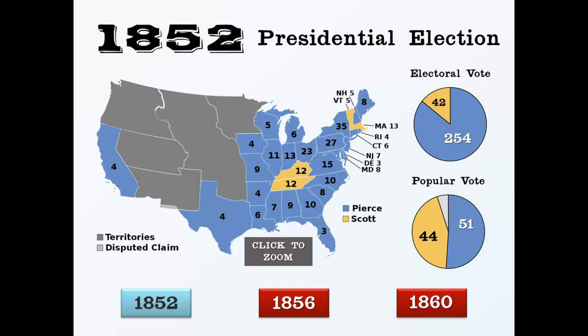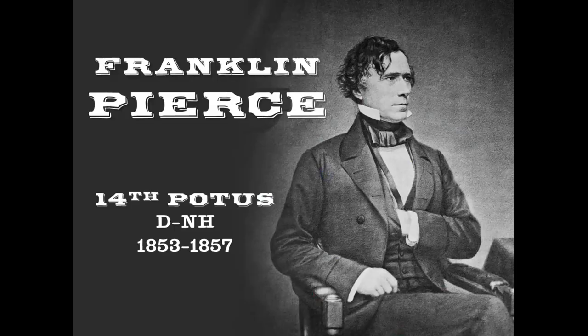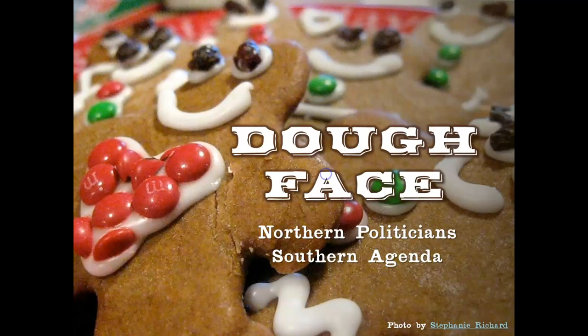In 1852, there is a presidential election. Franklin Pierce is going to win this election. He's the electoral votes in blue, so you can see the dominance. So this becomes a very significant win for Franklin Pierce. He is a Democrat. He's from New Hampshire, and he will be in office until 1857.